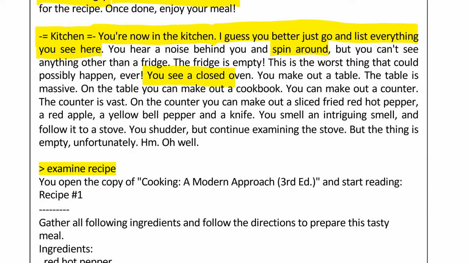Sometimes it's like you see a closed oven, you make out a table. Then you can see on the counter you can make out a sliced fried red hot pepper and so on. So it's very much not trivial to parse this in a traditional way. If you were to go about this by simply writing an algorithm, extracting things, it's very hard because, for example, you might see that there's an oven, but it's a closed oven. You make out a table. So this is kind of a synonym for you see a table, but you see like there is a table.